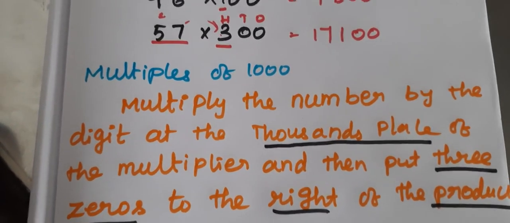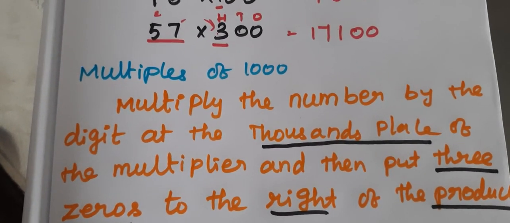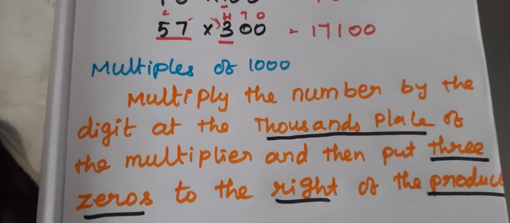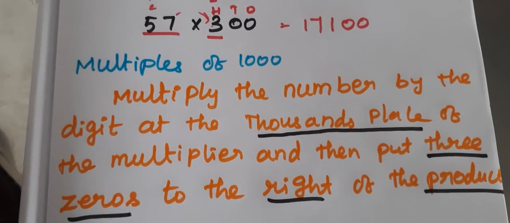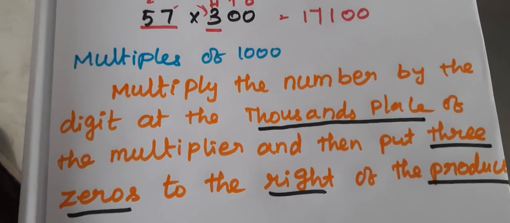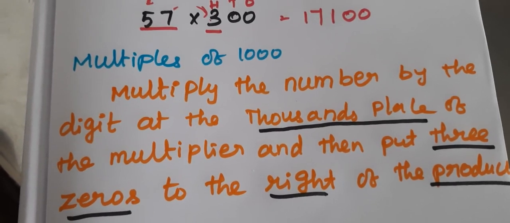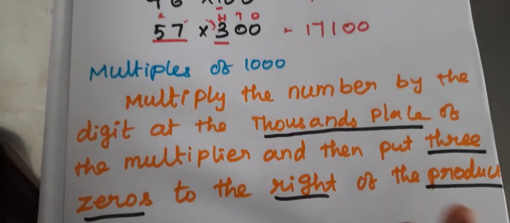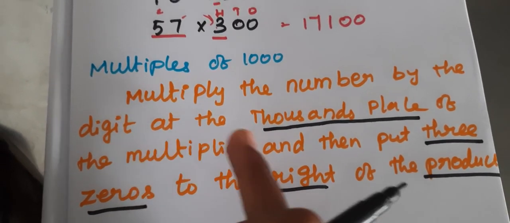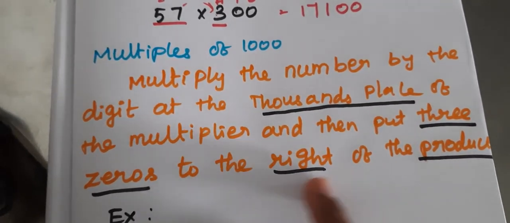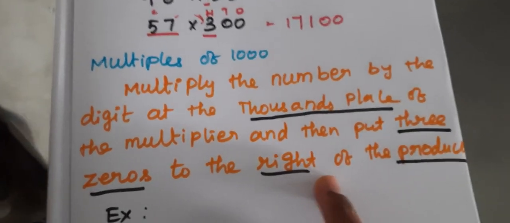In multiples of 10, you have to multiply with the tens place number and put one zero to the right of the product. In multiples of 100, multiply with the hundreds place number, and you have to add two zeros to the right side of the product. In multiples of 1000, multiply with the thousands place number, and add three zeros to the right of the product.